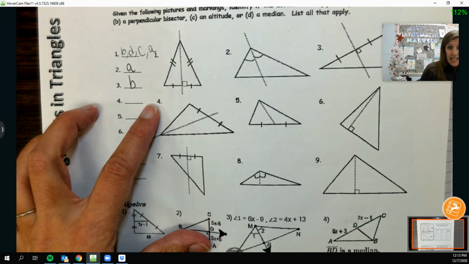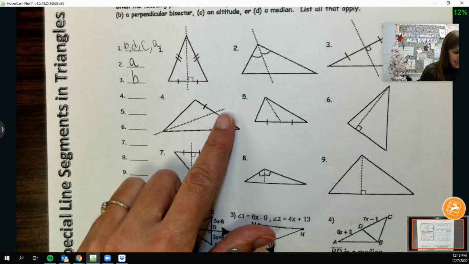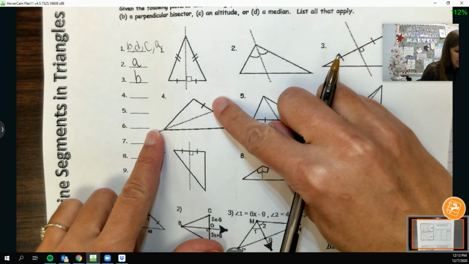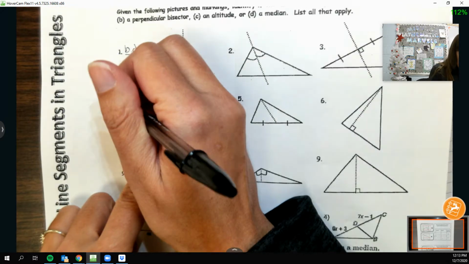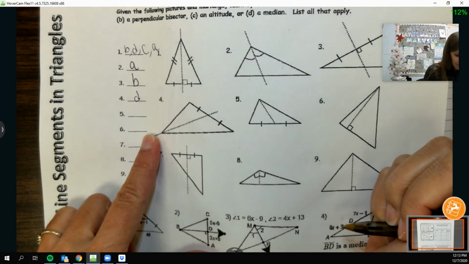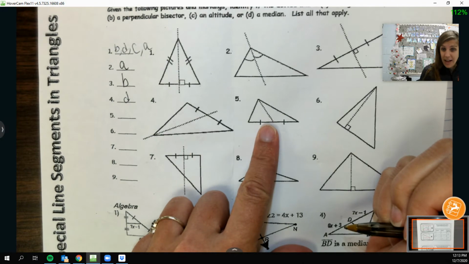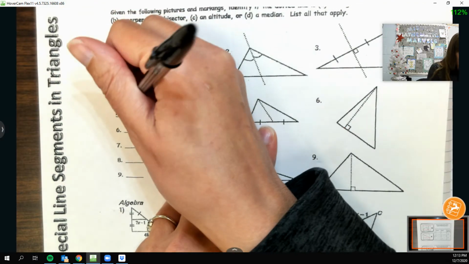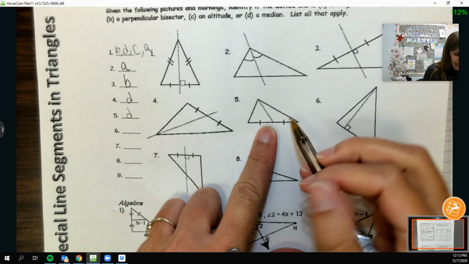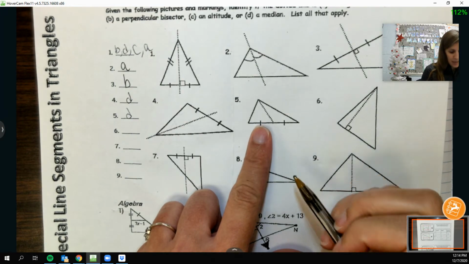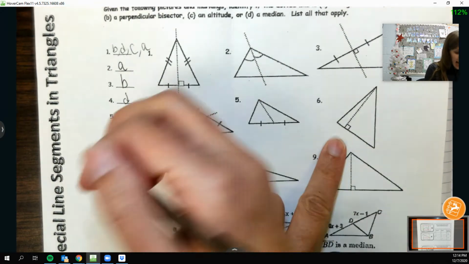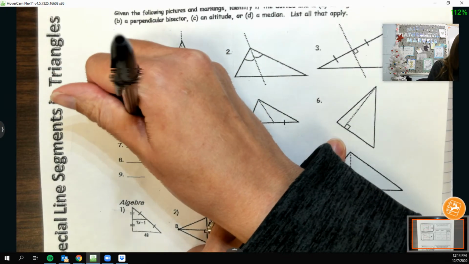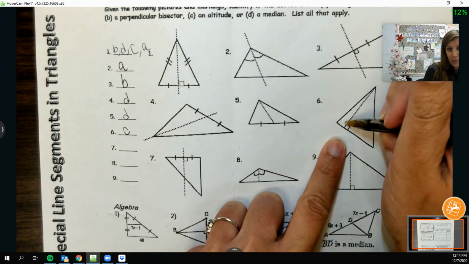Number 4 here is a median because it's connecting midpoint to angle. And really, it wouldn't need to go outside like that. Probably shouldn't. So D, median. Number 5, also median. Because we're going midpoint to angle, I can tell because of the tick marks. Number 6 is an altitude. That is C, because we're going from an angle perpendicularly.